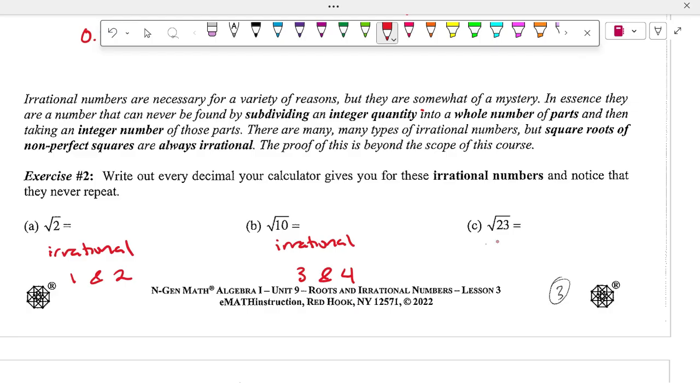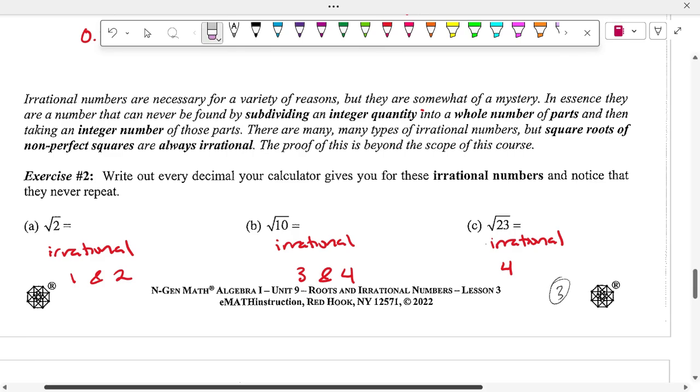Square root of 23, what do you think? Irrational. What two numbers do you think it'd be between? 4 and 5. So in other words, square root of 16, square root of 25. Now, why am I telling you guys this? Why am I making you do the whole between two numbers thing? It's just a way that you can guesstimate where that number would fall on a number line. All right, that's how you think about it.